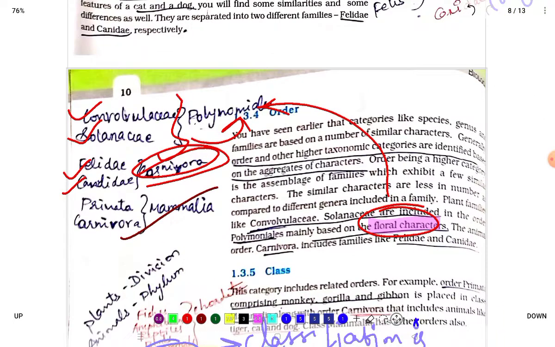Okay, now next we are moving to order. Order is an aggregate of characters which has fewer similar characters in comparison with family, genus, and species. Here, Convolvulaceae and Solanaceae, these are the families which group together to form Polemoniales, that is the order, and it is based on the floral characters. In the similar way, Felidae and Canidae, these are two different families. These two group together to form Carnivora. It is an order. Okay.